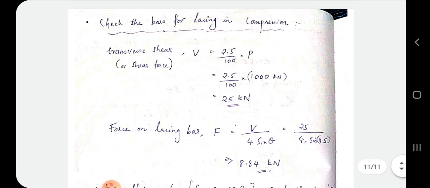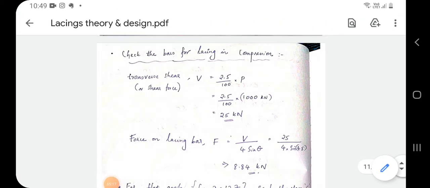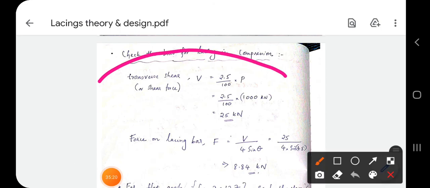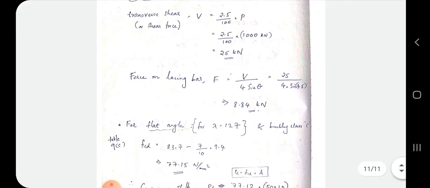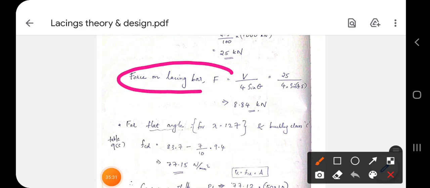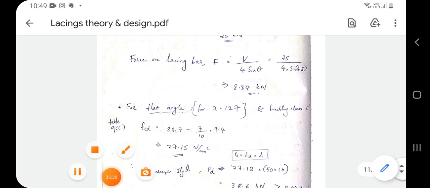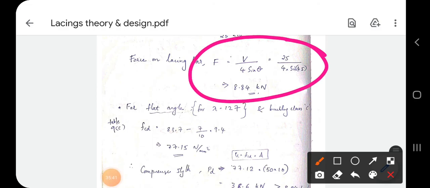Now check the bars for lacing in compression. We have to check for the strength. We already know that the transverse shear, or shear force in the lacing bars, V is equal to 25 kilonewton, and the force acting on each bar F, this is a double lacing system, so force on each bar is equal to V by 4 sin theta. Theta is 45 degrees. We will get force on each lacing bar as 8.84 kilonewton in a particular plane.